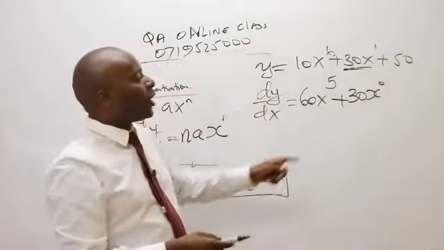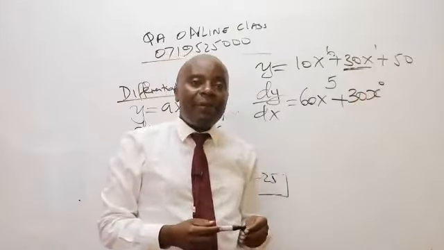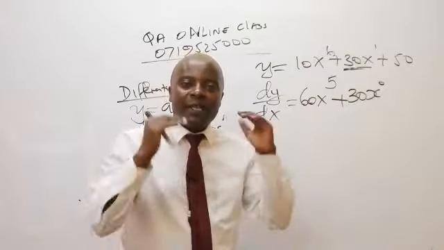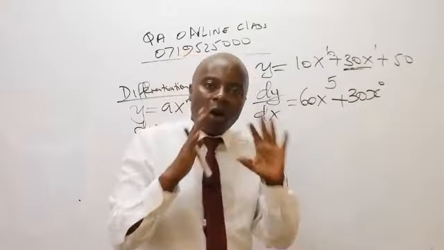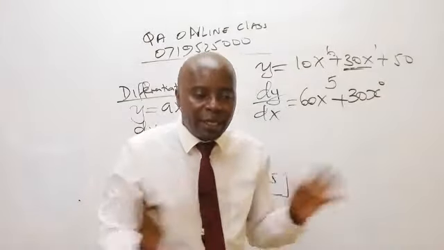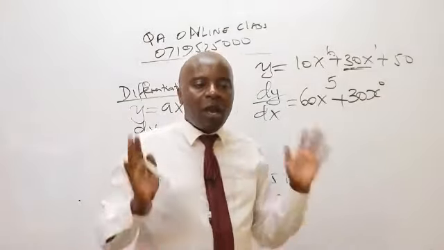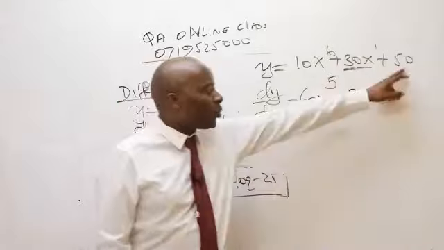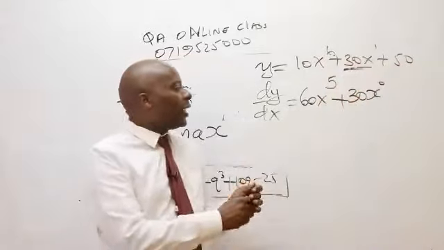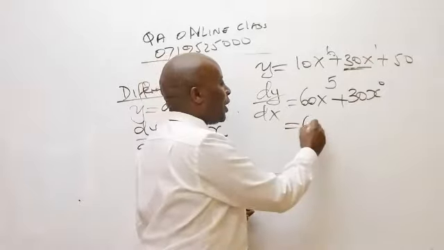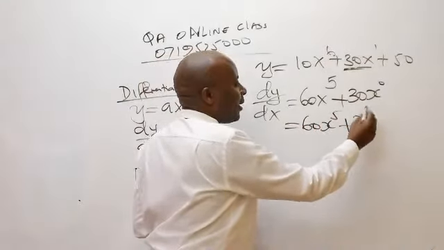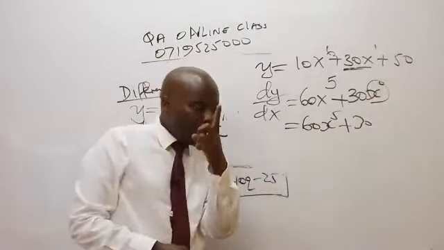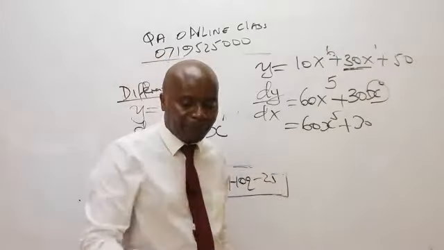Ladies and gentlemen, this is a constant. Remember, for integration, you weren't losing anything. But for differentiation, all constants do what? They disappear. So this 50 does not have x. It's a constant. It disappears. Then at the end of the day, we have 60x raised to power 5 plus 30. Because, of course, any letter raised to 0, x raised to 0, gives me 1. So that leaves me with 30.